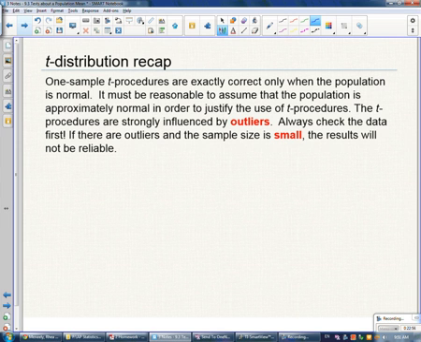The one sample T procedures are exactly correct only when the population is normal. So it must be reasonable to assume that the population is approximately normal in order to justify the use of the T procedures. The T procedures are going to be strongly influenced by outliers, so always check the data first. If there is ever data on the test and it's a free response question, and I want you to remember this, you must always plot the data. Always, always, always provide a quick plot.